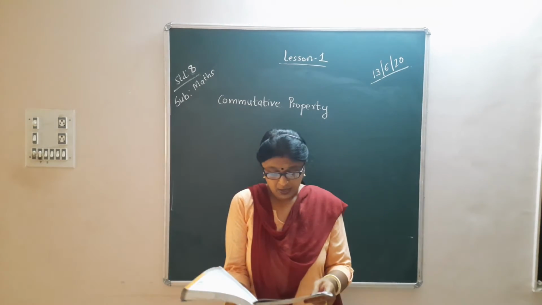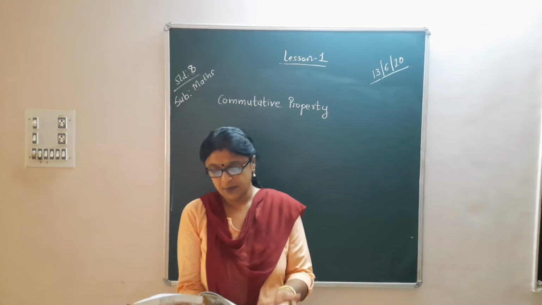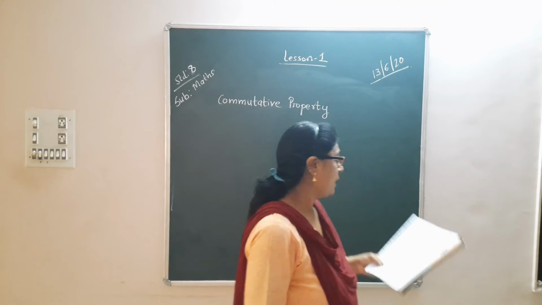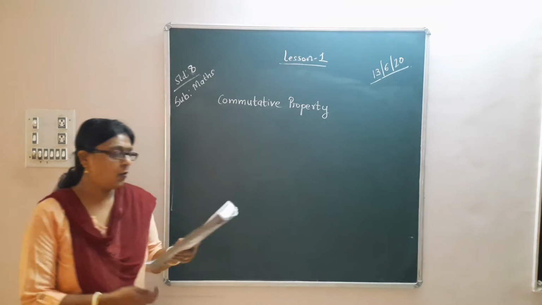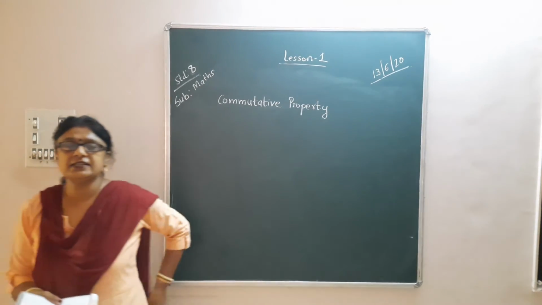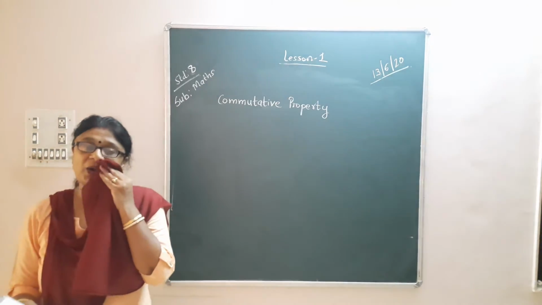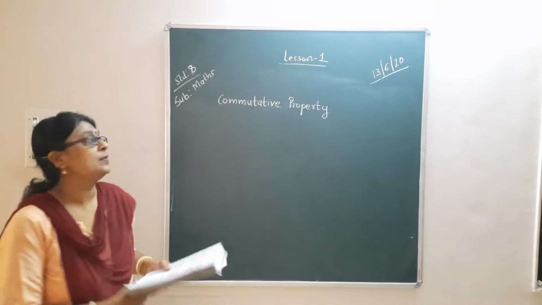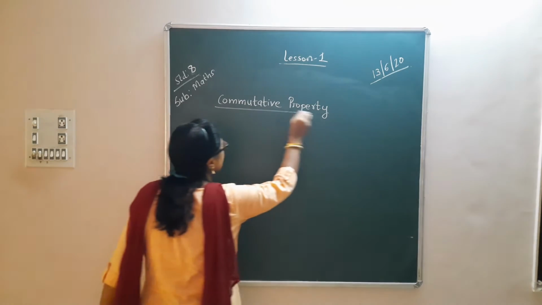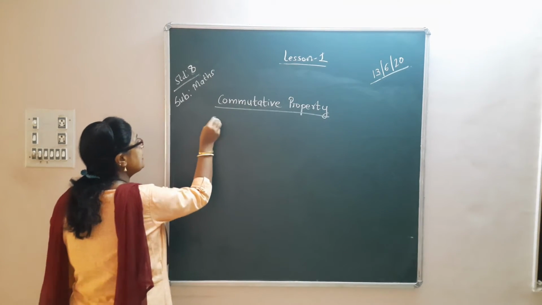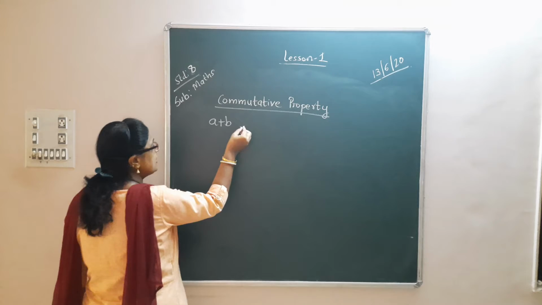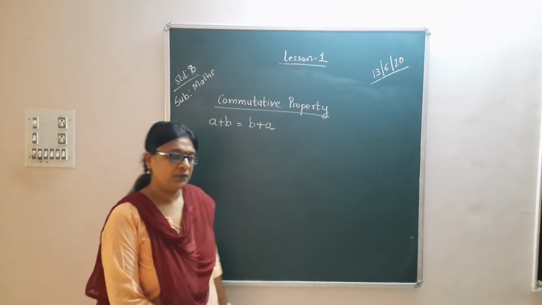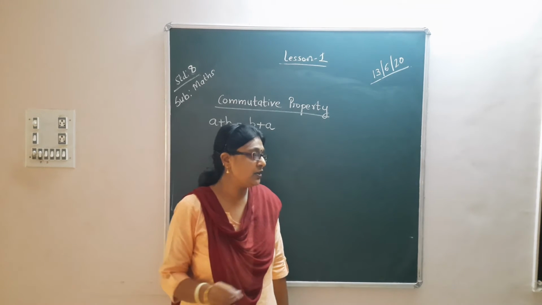Okay, commutative property. Look on page number 5. Commutative property. Now what does commutative property suggest? That when you reverse the order of the numbers, the answer remains the same. That is commutative property. What is commutative property? A plus B is equal to B plus A. Right? That is the commutative property.